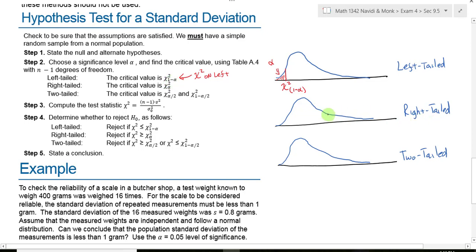For a right-tailed test, remember the chi-square distribution uses the area to the right, so if this area is alpha, this critical value would be chi-square alpha.